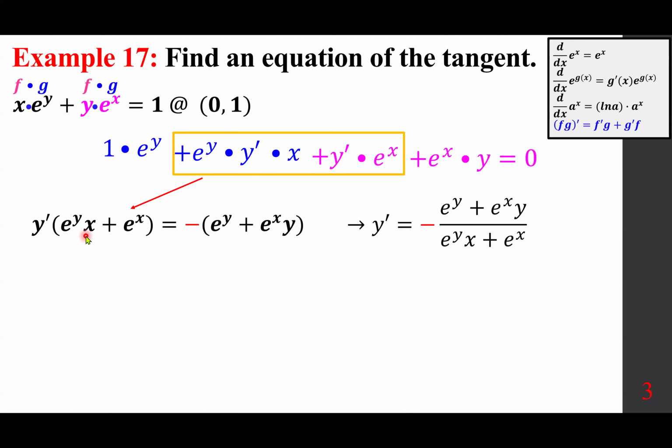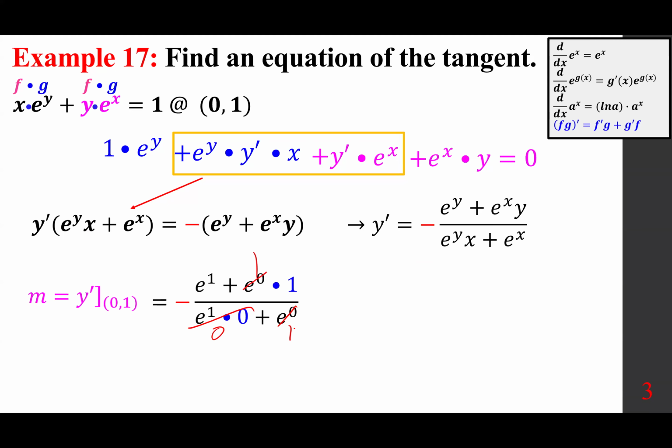This is y prime. Again, bear in mind, this is not the slope. It's the derivative function. It becomes a slope if we plug in 0 instead of x, 1 instead of y. And as you know, this is obviously 1. This, because of 0, is 0. This is also 1. And we have minus e plus 1 over 1, or simply minus e minus 1.